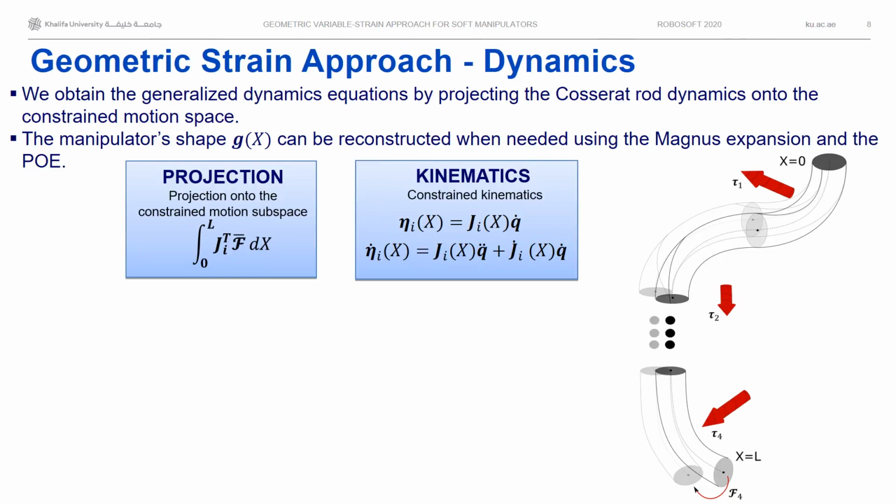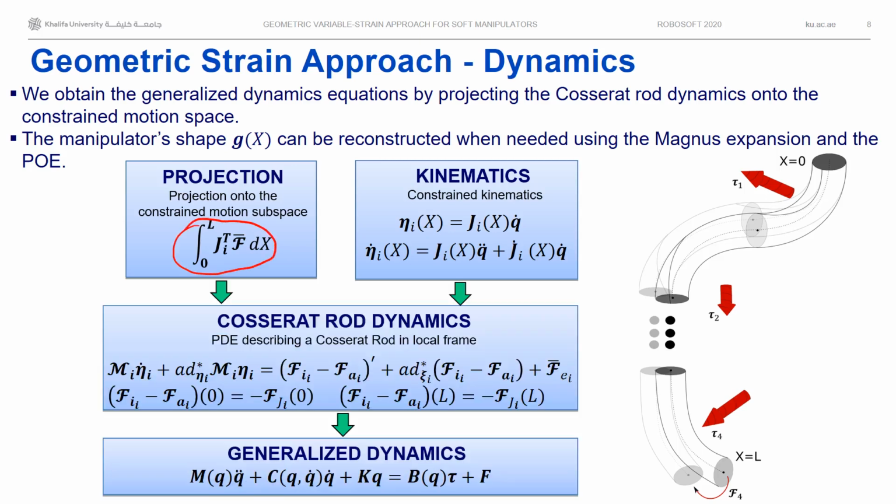With those kinematic tools, we can obtain the generalized dynamic equation by projecting the Cosserat rod dynamics onto the constrained motion space described by the Jacobian. Doing so, we obtain the generalized dynamics in the Lagrangian form, which can be solved for q. Then the manipulator configuration can be reconstructed using the Magnus expansion and the product of exponentials.